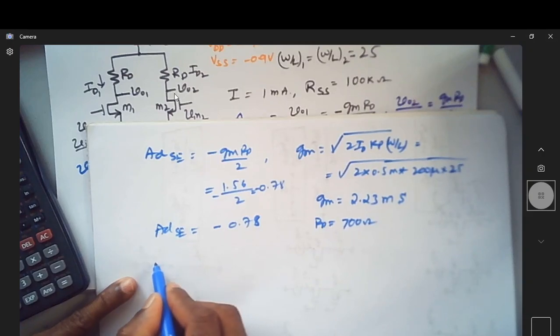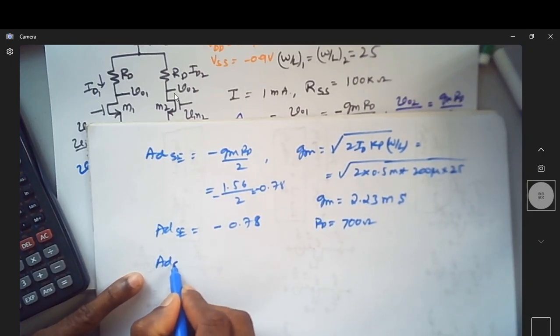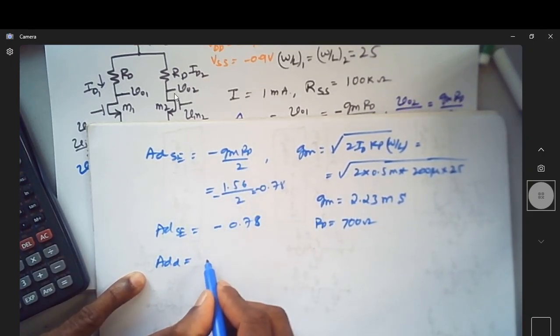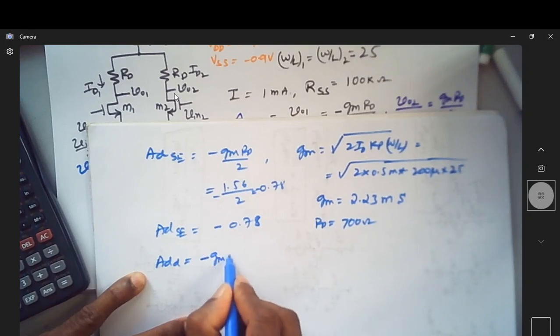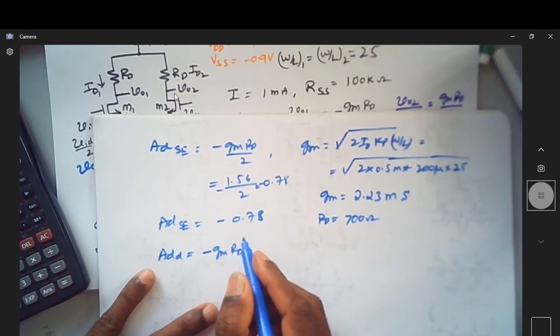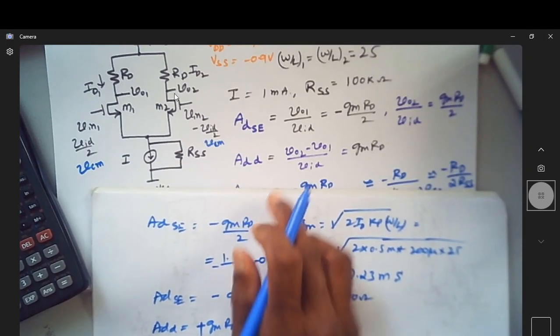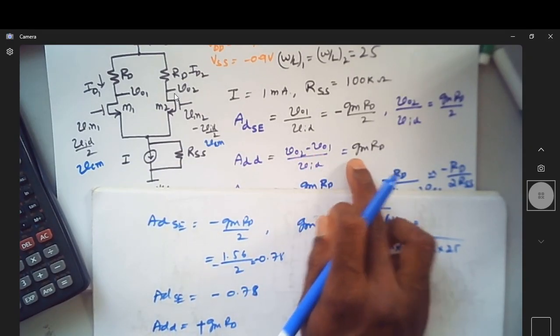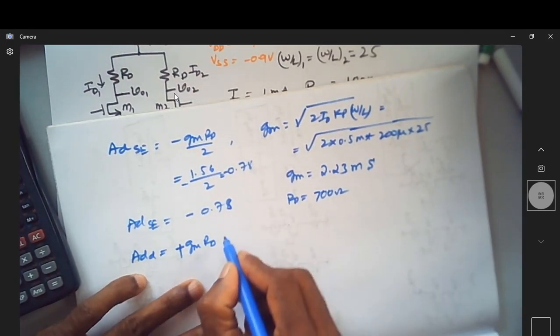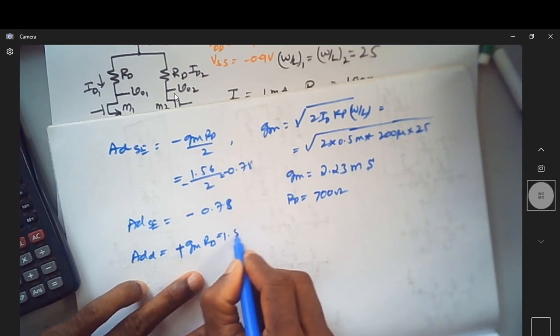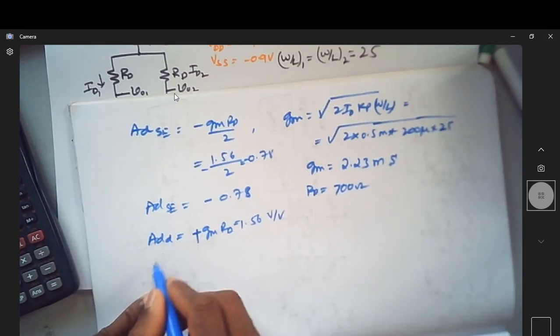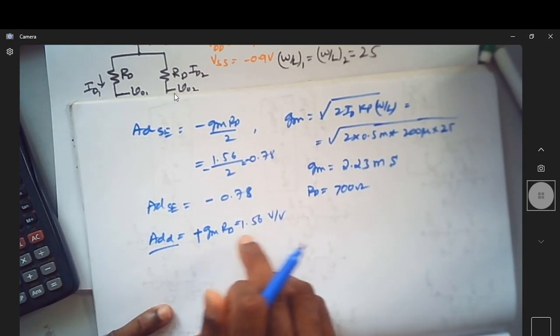This is the gain of the amplifier when it is measured single-endedly. So then what is ADD, the differential? It's actually minus GM into RD. When it is differentially measured, we actually have it as plus, because it is V02 minus V01. That's GM into RD. So this becomes 1.56 volt per volt. So this is the AD differential measure.